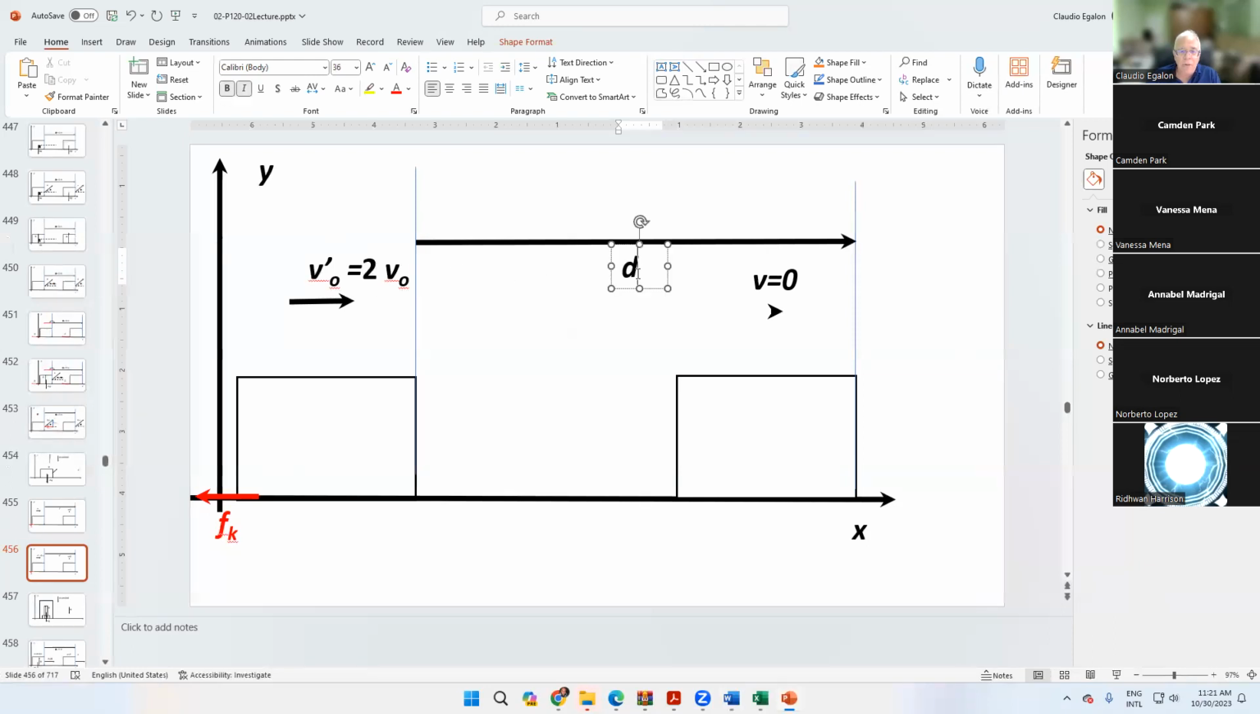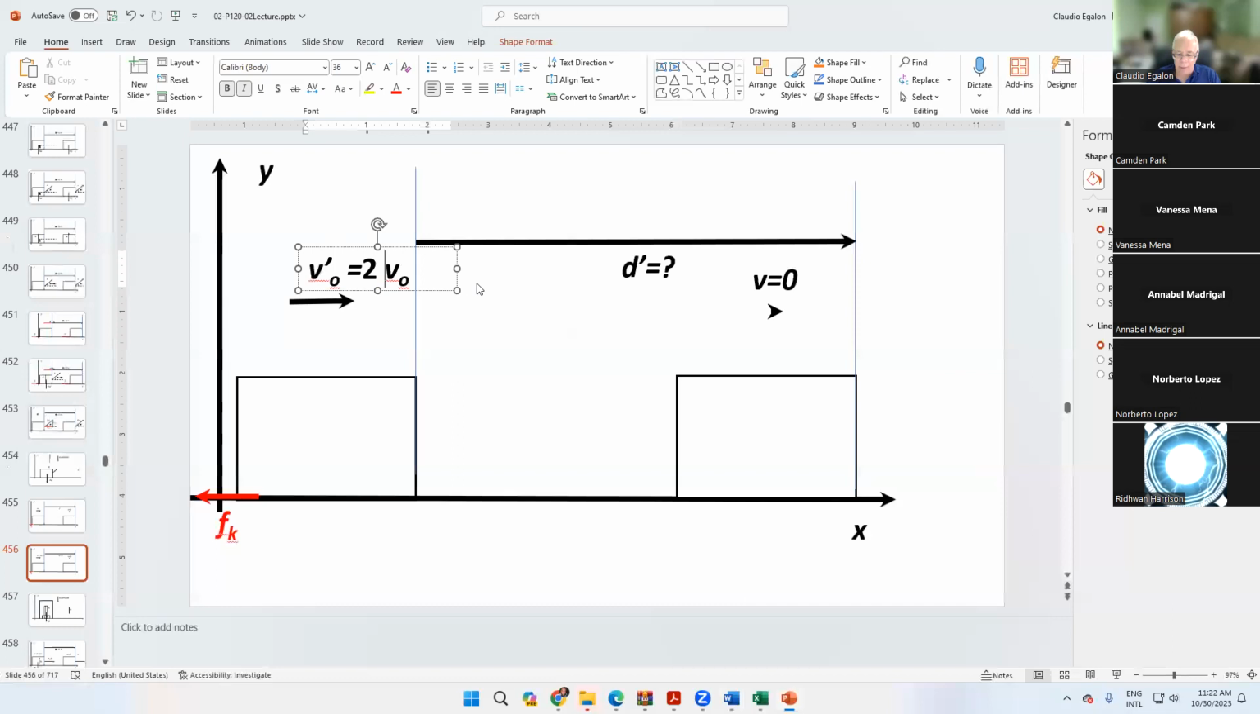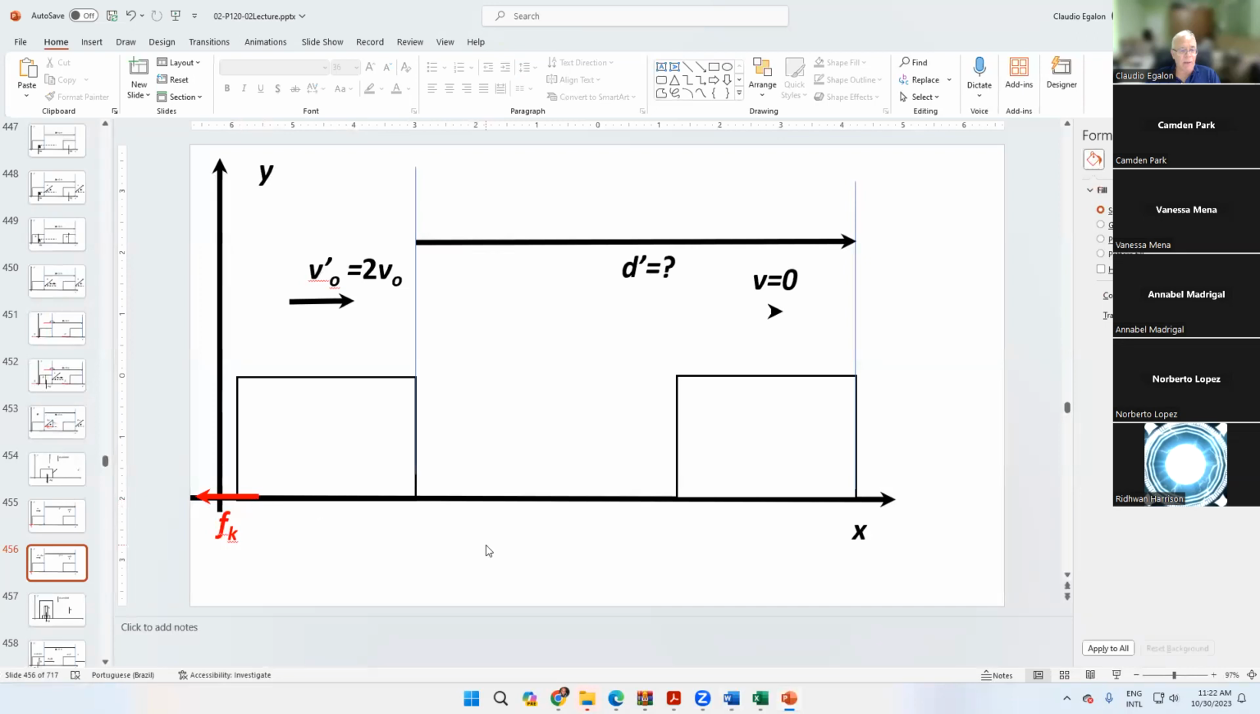And the question is, what's going to be the new stopping distance? What's going to be the new stopping distance if we double the initial velocity? In either case, we're going to have the same force being applied. Same car, same braking. The only difference is going to be the velocity that changes. Twice the velocity. Is that going to be twice the distance? That's what you have to ask yourself.